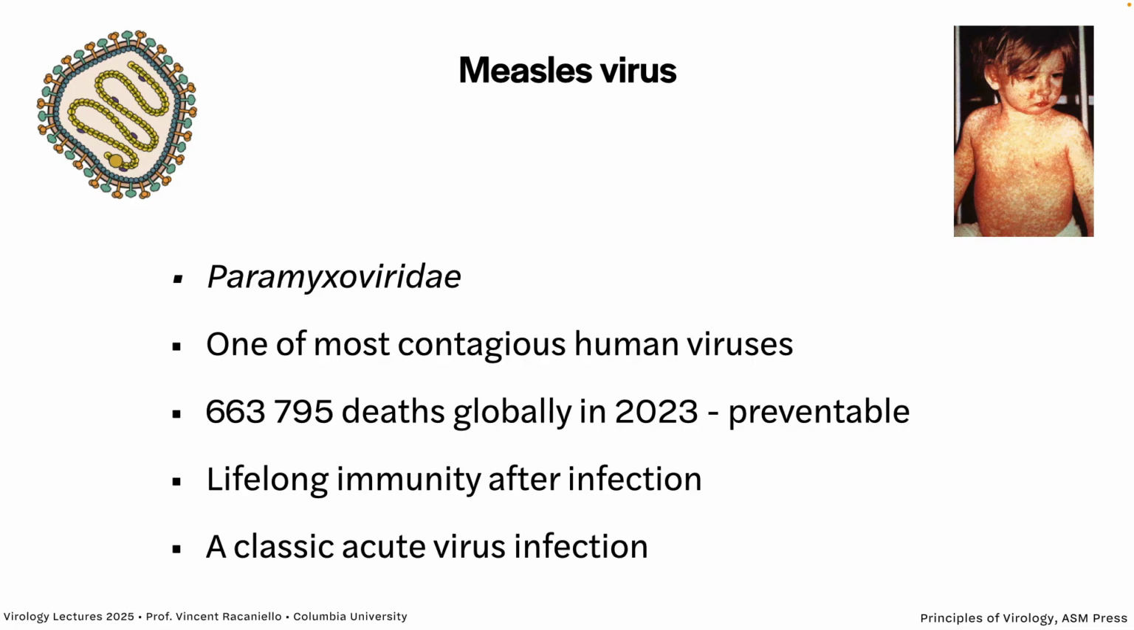All right, I want to go through some persistent virus infections and talk about how it works. This first one is measles virus, which you may remember we talked about last time as an acute virus infection, right? Paramyxovirus, extremely contagious. 2023, 663,000 global deaths, totally preventable with vaccination. You get lifelong immunity after infection. Classic acute virus infection. So where's the persistence?